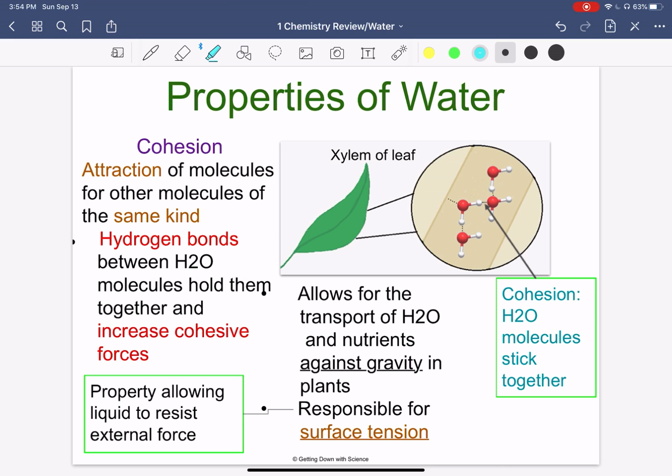Here are some examples of how hydrogen bonds give very specific properties of water. One of those is cohesion. So water molecules tend to stick together. That's what we were just talking about on that last slide. You have one water molecule sticking to another water molecule. Every molecule there behaves like a little magnet, and it allows the water to not fall apart.